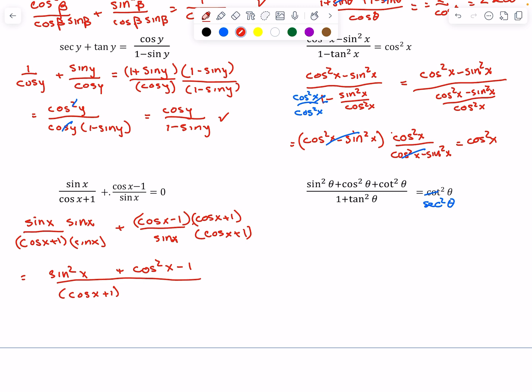Oops. Ooh, but sine squared plus cosine squared is 1. Zero on top means it's 0. Okay, so let's fix this one. Sine squared plus cosine squared is 1.